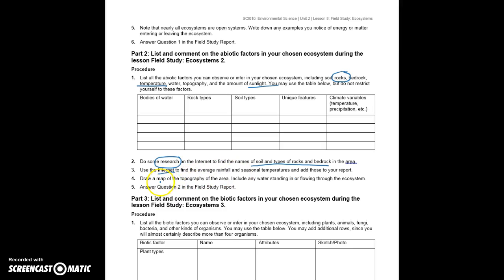And then draw me a rough topographical map of the area, including water that is either standing in like a pond or water that's flowing, whether it's a creek. Then answer those questions in that field study report that you will turn in.